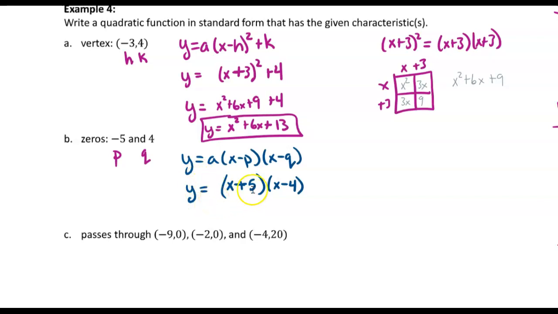But they didn't give us that. All they gave us is this. So this is the answer in intercept form, but it said do it in standard form. So what you have to do is take this and multiply it out so that it is in standard form.